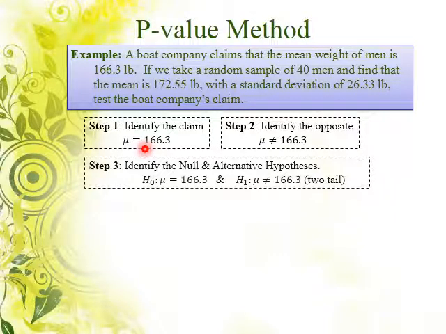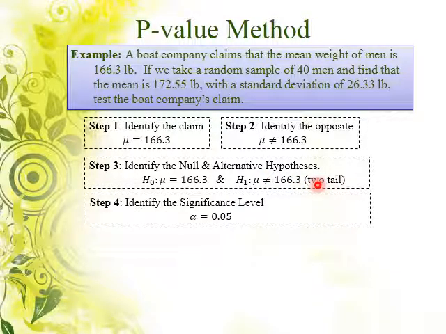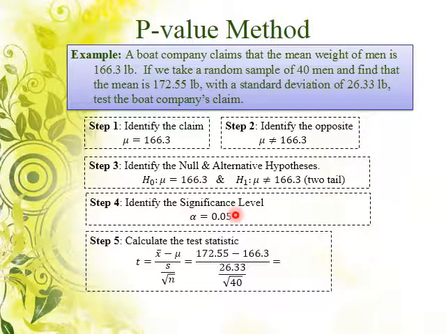Step 3, the null hypothesis is going to be the one that contains an equal sign, and the alternative hypothesis will be the other one. So since the alternative hypothesis is a not equals, just as before, this is going to be a two-tailed test. The significance level is 0.05 because it's not given to us. We're assuming 0.05 since that is the most common significance level.